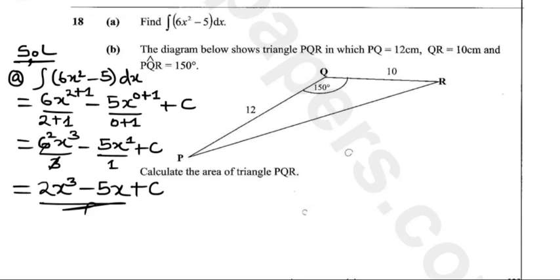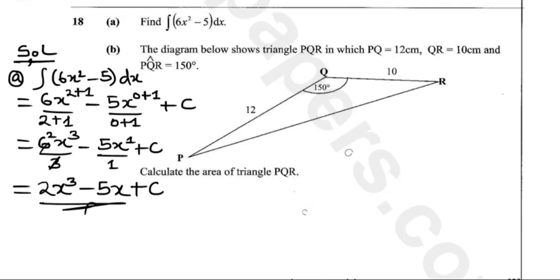Going to part B, the question reads, the diagram below shows triangle PQR in which PQ is equal to 12 centimeters, QR is equal to 10 centimeters, and angle PQR is equal to 150 degrees. So there is our triangle showing that information. Then the question is, calculate the area of triangle PQR.